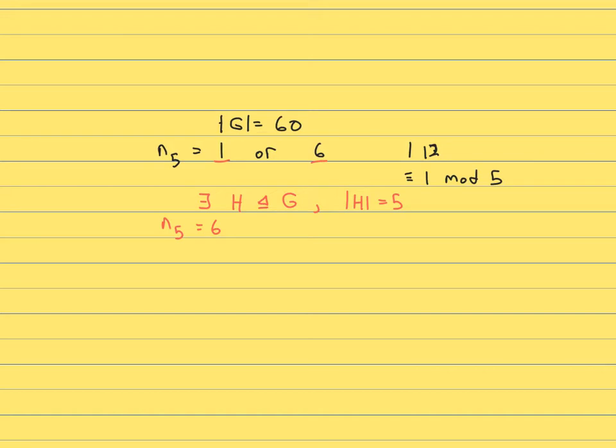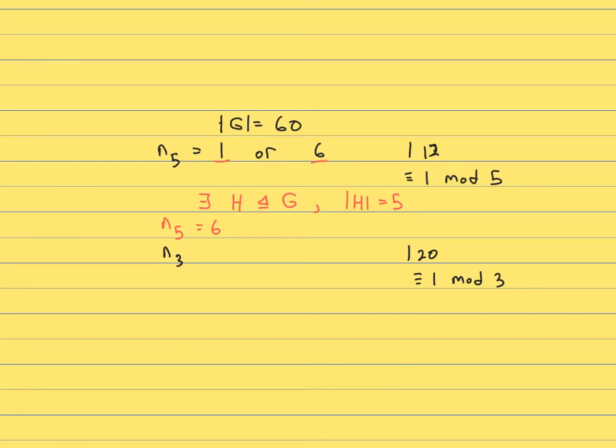So what do groups of order 60 with 6 Sylow 5 subgroups look like? Well, let's look at the next prime, 3. What can Sylow 3 subgroups look like? Well, how many can there be? It has to be a divisor of 20, and it has to be congruent to 1 mod 3. So what are the options there?